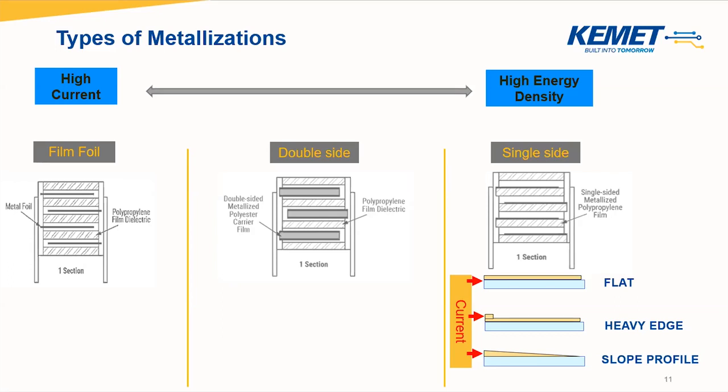Going again to the left, we have the situation with some series where the metallization is not applied on the dielectric, and is not double metallized, but is a real aluminum film foil. In this case, we can reach the best performances in terms of current capability, but of course, we will have to compromise in terms of volt per micron and so in terms of energy density.